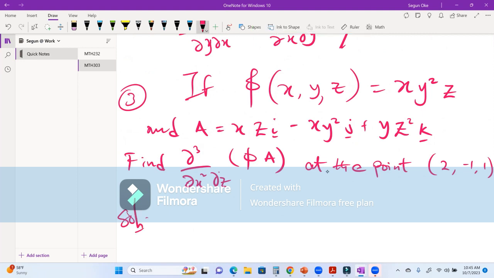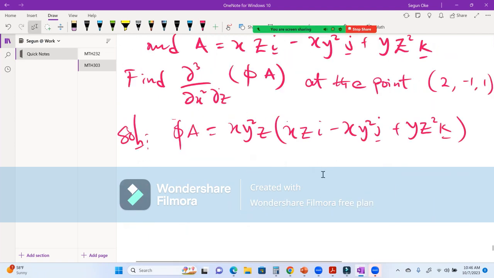So for the solution, we have our phi a. We need to first of all get phi a first. Remember, phi is just a scalar, but a is what you have. So let's look at it. It's just x y squared z multiplied by a. A is x z i minus x y squared j plus y squared k.